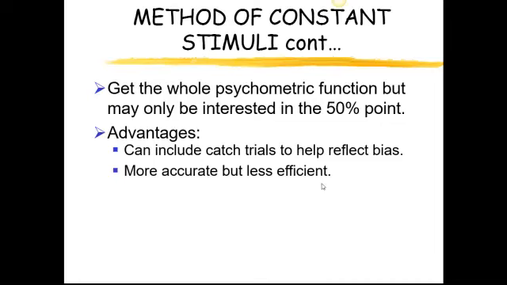The advantages with the method of constant stimuli is that you can include those catch trials to help reflect bias. Remember, so then the probability isn't always 1 that there's a stimulus there. It is more accurate, but as you can tell, you have to present a whole lot more trials for this type of method, and you also have to calculate the percentage correct, and you have to plot the psychometric function and all of that. So it's less efficient, but it is more accurate.